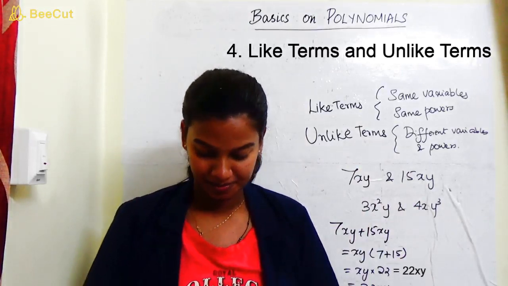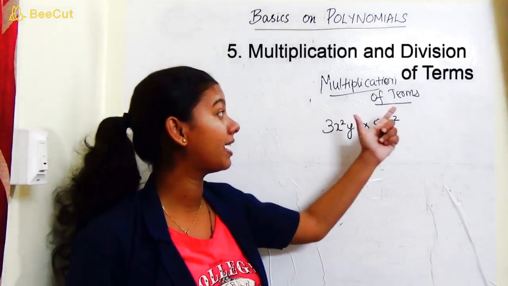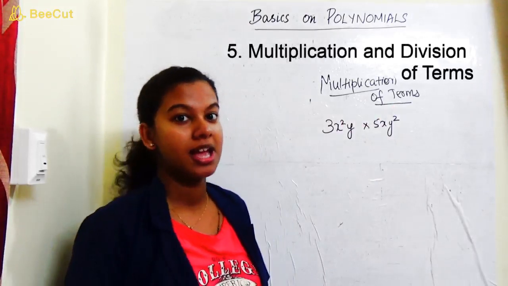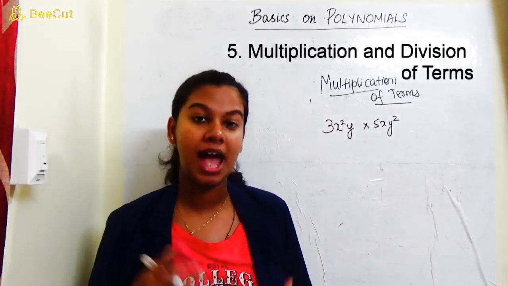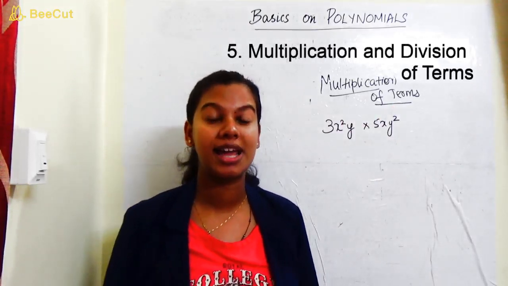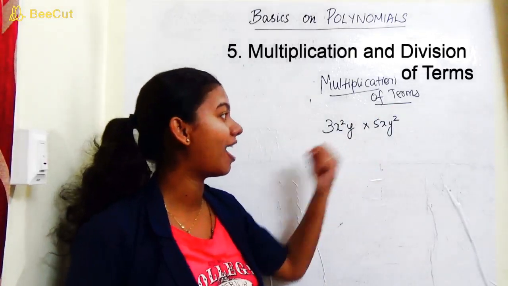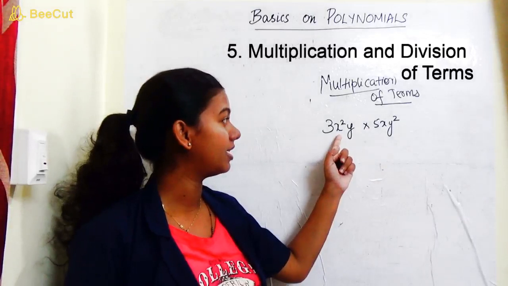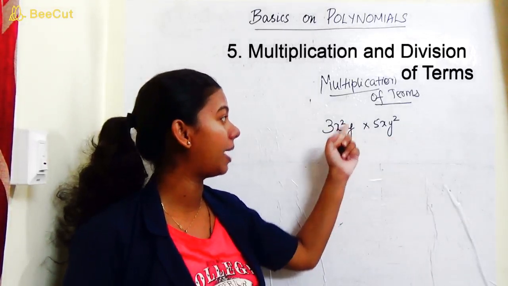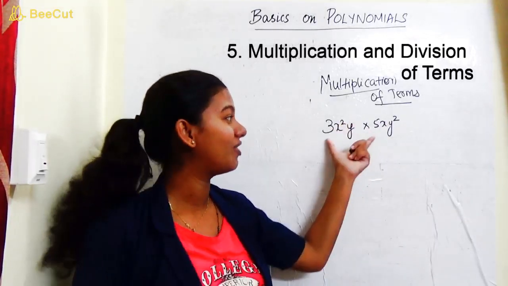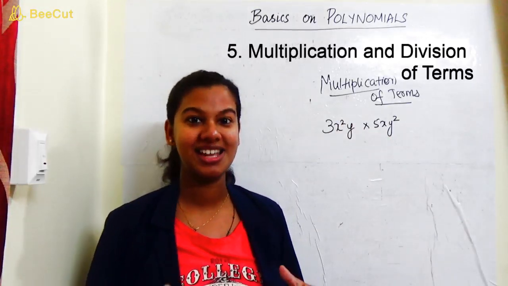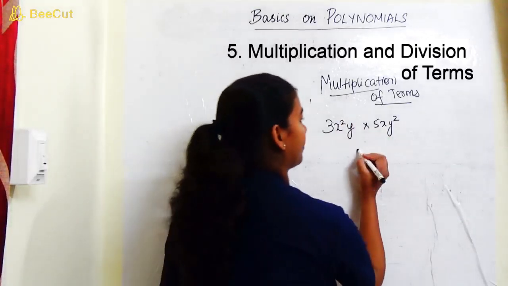Okay, now next let's see multiplication of terms. Like terms can be added or subtracted. What about unlike terms? They can be multiplied and divided. For example, these two are unlike terms because, see, the variables are the same but their powers are different. So now let's multiply these terms and see what happens.